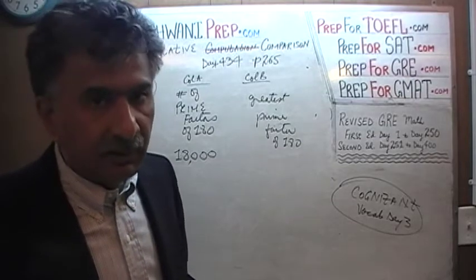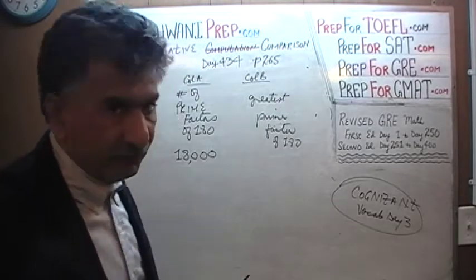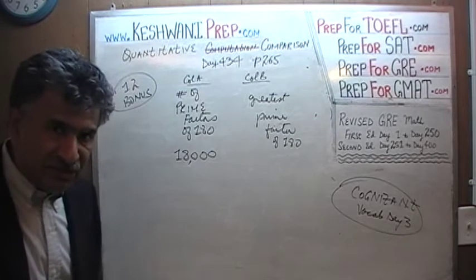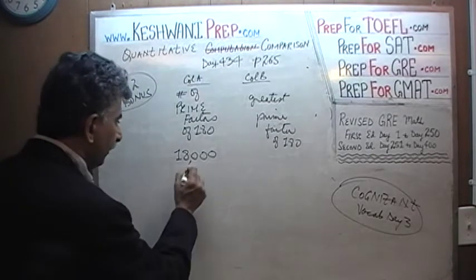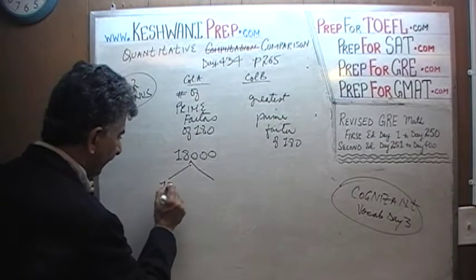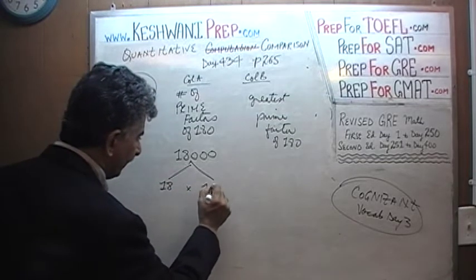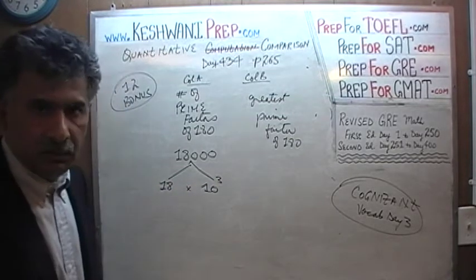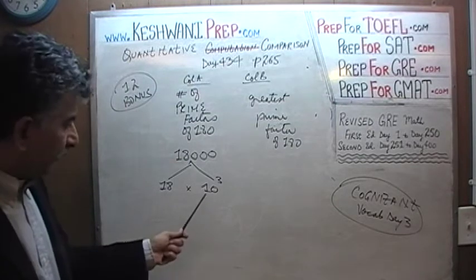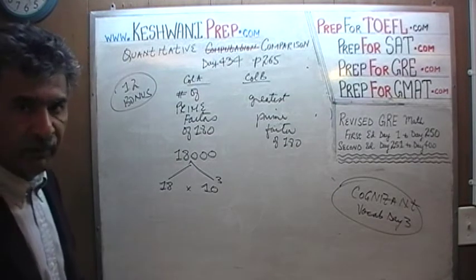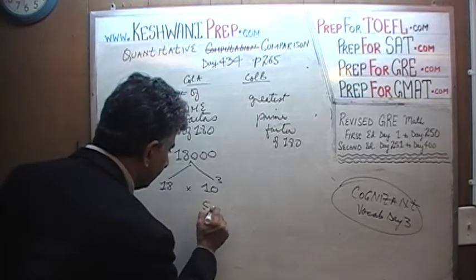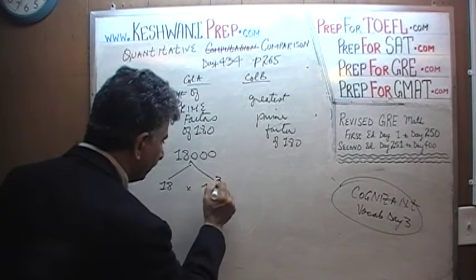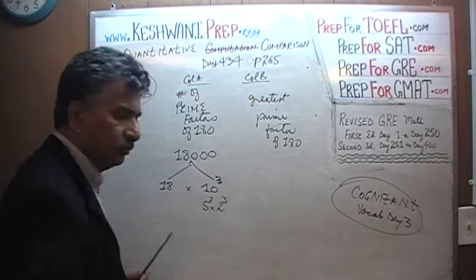Do you understand? The trick here, when something ends in a zero, listen carefully. When something ends in a zero, no matter how many zeros it has, the trick is to break it up immediately. This thing is the same as 18 times 1,000. And what are the factors of 10? 1,000 is 10 raised to 3. Factors of 10 are very easy. 10 has only two factors, 5 times 2. And because it is raised to 3, it's 5 raised to 3 and 2 raised to 3.